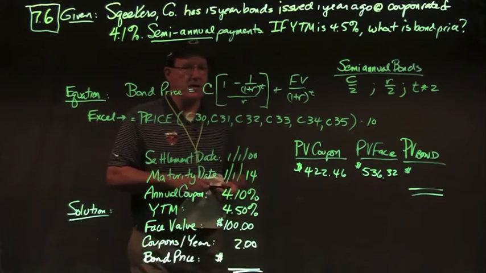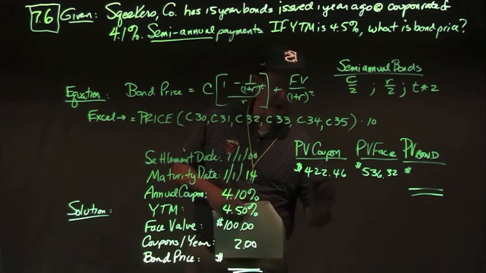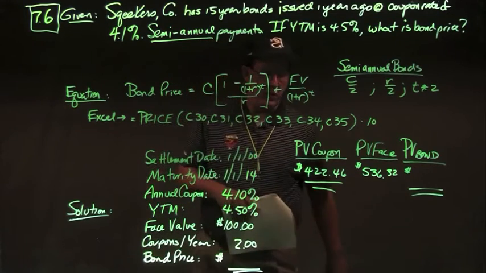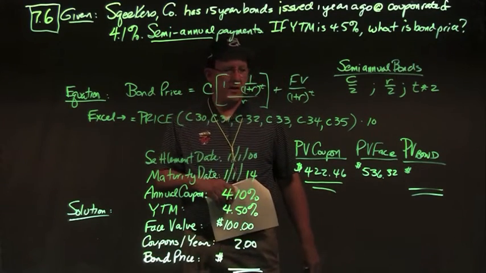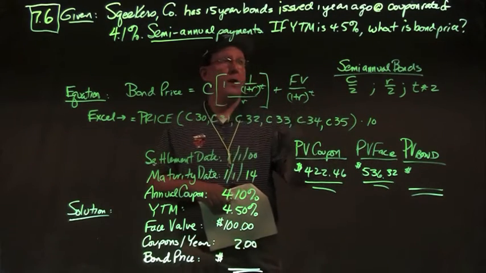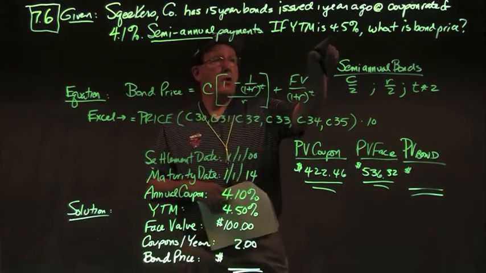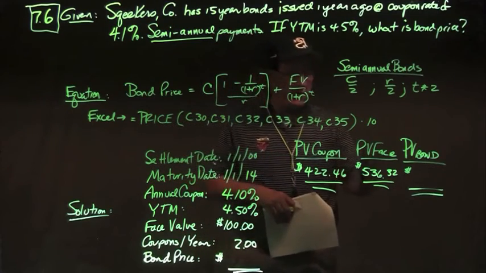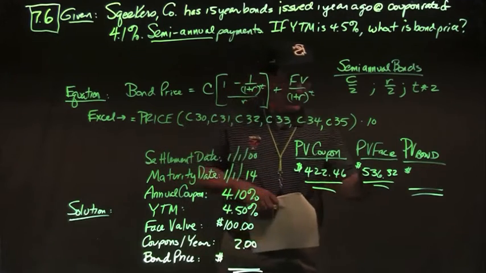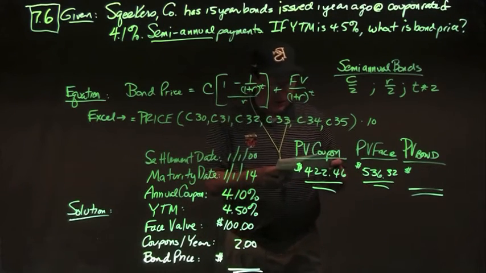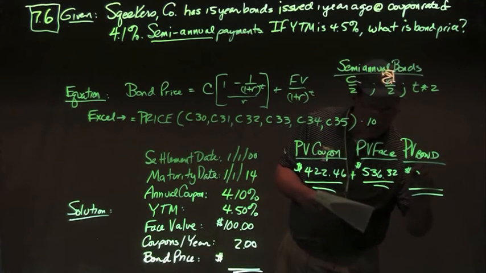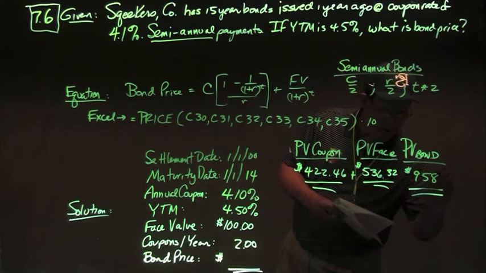Again, I would break these into 2 pieces, so present value of the coupon comes out, which is the first part of this formula. It should come out to $422.46. Present value of the face, which would be 1,000 over 1.0225 to the T power of 28, should come out to 536.32. When you add those 2 together, that'll give us the price of our bond today, and that is $958.78.